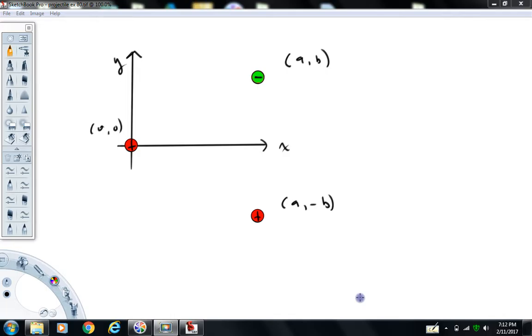The purpose of this video is to demonstrate how to use Coulomb's law to calculate the net force on a particle due to a system of charges.